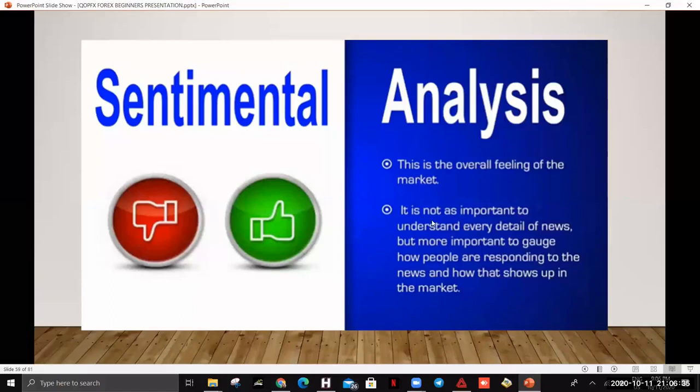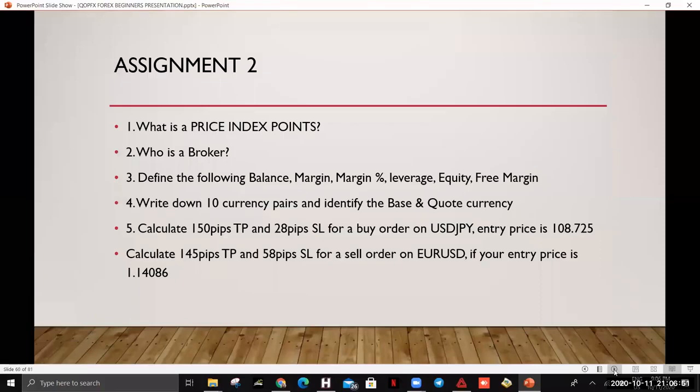It's not as important to understand every detail of the news, but more important to gauge how people are responding to the news and how they show up in the market. So these are all the emotions of different traders in the market. But the two major ones I look at are the technical and the fundamental.